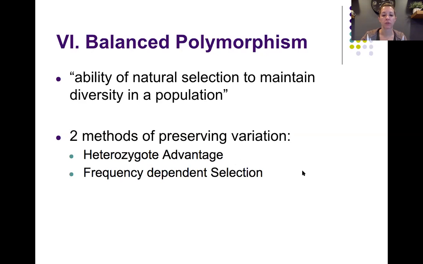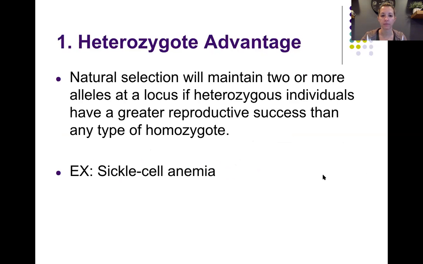So there's two methods of preserving variation: heterozygote advantage and frequency dependent selection. So heterozygote advantage, basically, if you are heterozygous for a certain trait, and that allows you to survive better in a population, then natural selection will occur, and those who are heterozygous will actually survive. They have more reproductive success. We've talked about this before with that fitness. So heterozygotes have a higher fitness than other genotypes would. An example of that is sickle cell anemia.